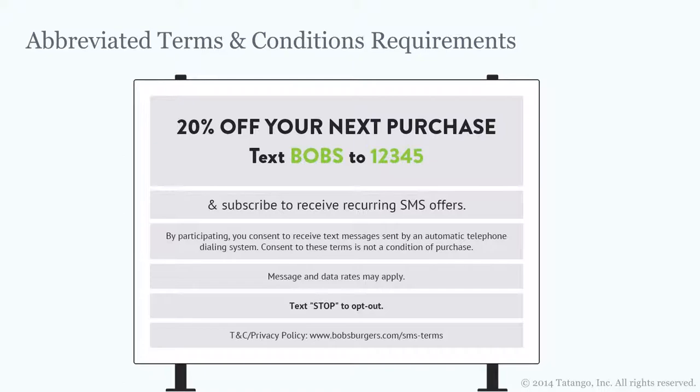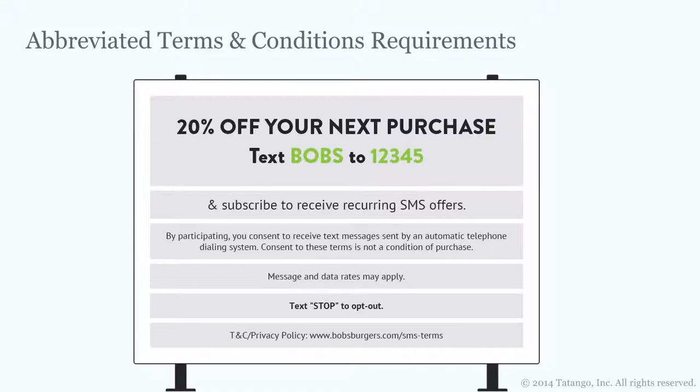So let's look at the top part. Top part is not required by the CTIA, but it's a good best practice, because if you don't have the top part, they don't know how to opt in. So 20% off your next purchase, text Bob's to 12345. Again, not CTIA required. The first thing that is CTIA required is "and subscribe to receive recurring SMS offers."